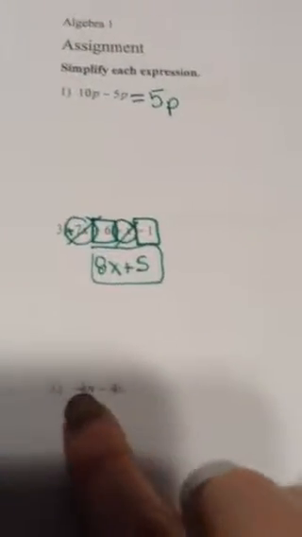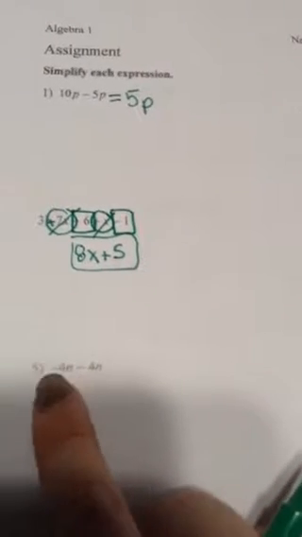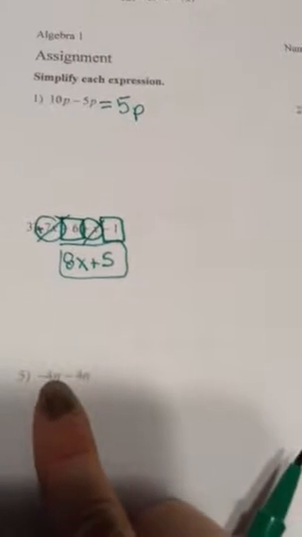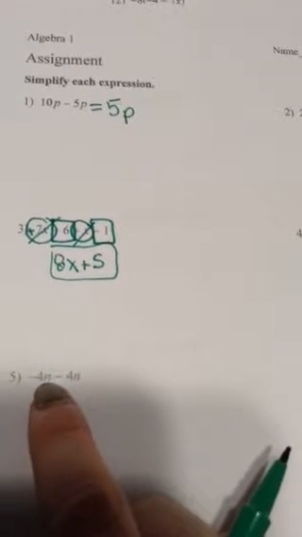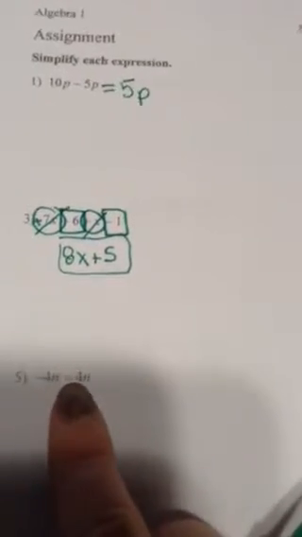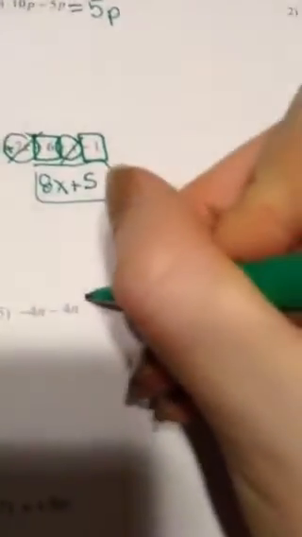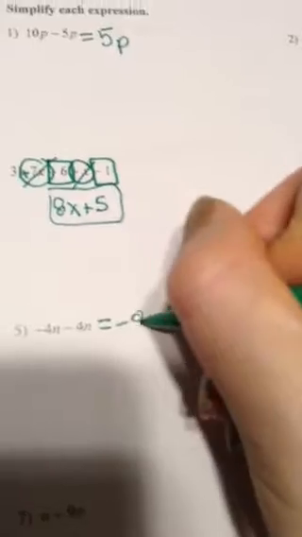For this one, this is negative 4n minus 4n. So this could be like I lost 4, something that starts with an n. I lost 4 noodles. I lost another 4 noodles. That combines to be negative 8n.